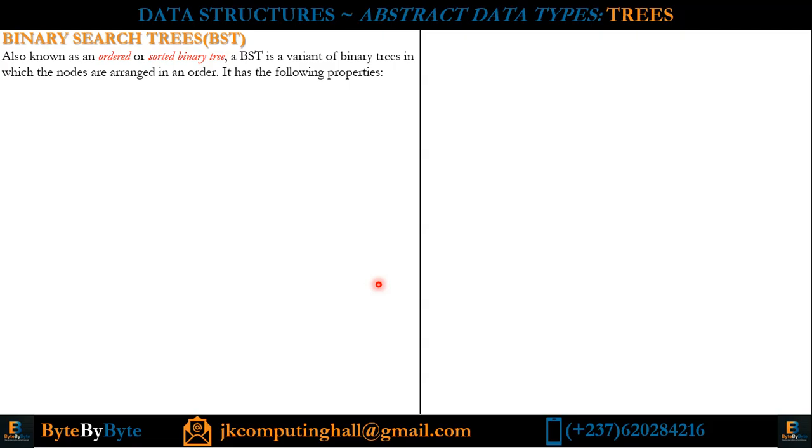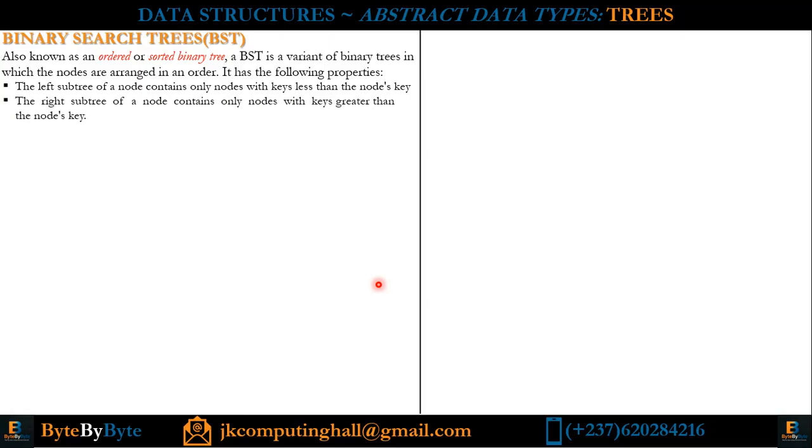Now, the following are the properties of a BST. The left subtree of a node contains only the nodes with keys less than the node's key, meaning that all the values I have on the left of a particular node should be less than the node itself. The right subtree of a node contains only nodes with keys greater than the node's key, so the values to the right are greater than the node itself.